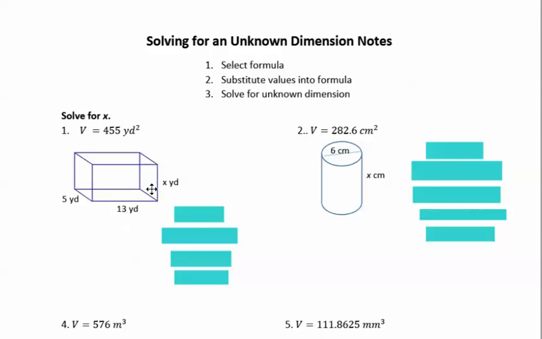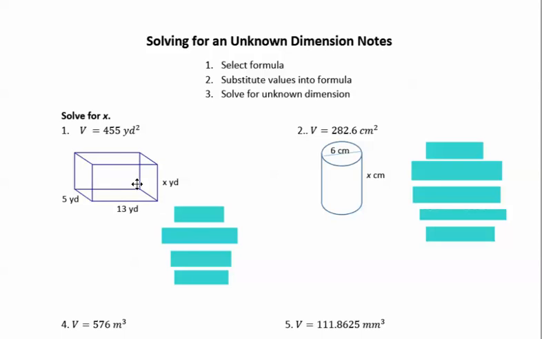Or let's say we need to solve for the height on a cylinder or the radius on a cylinder, given that we know the volume. All right. These are known as an unknown dimension. So an unknown length, width, or height. Okay, so we're going to learn how to solve for those.